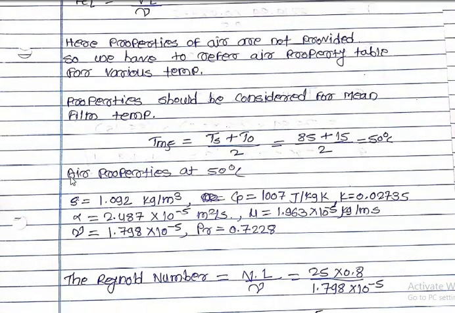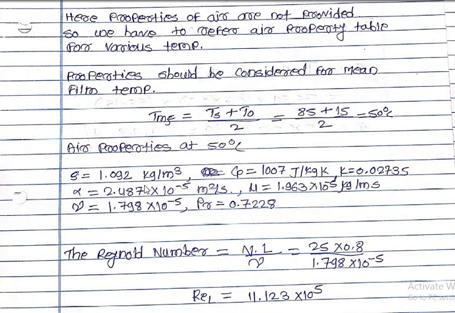Here we have considered these properties at 50 degrees Celsius. So therefore we can easily find the Reynolds number. Reynolds number is equal to velocity multiplied by the characteristic length divided by kinematic viscosity. So velocity is 25 multiplied by the characteristic length of the plate, the crankcase, which is idealized as a plate, so its length is 0.8, divided by kinematic viscosity. It is provided as 1.798 into 10 raised to minus 5 meter square per second.